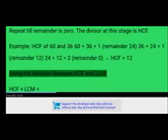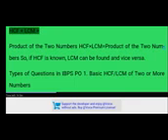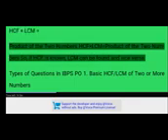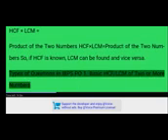Using the relation between HCF and LCM: HCF times LCM equals product of the two numbers. So, if HCF is known, LCM can be found and vice versa.